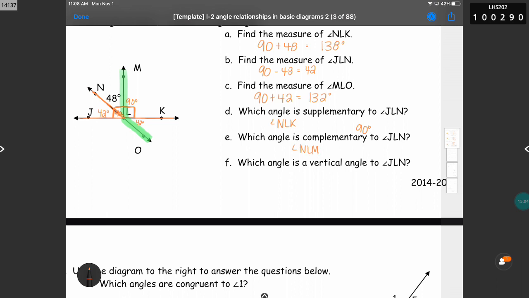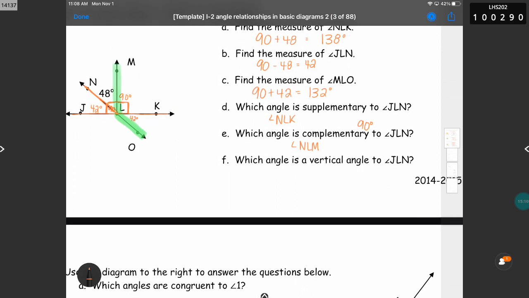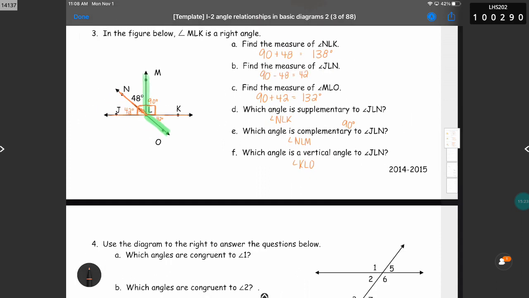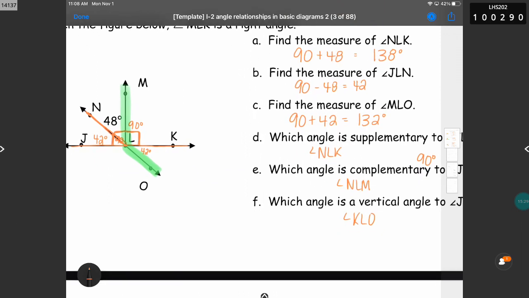What angle is vertical angle to JLN? We talked about this already. It'll be KLO. Yeah, they're both 42. Any questions? Wait, can you please zoom in? Okay, we got it.